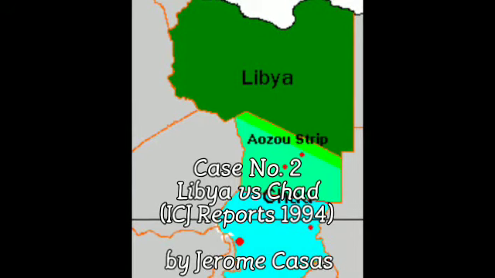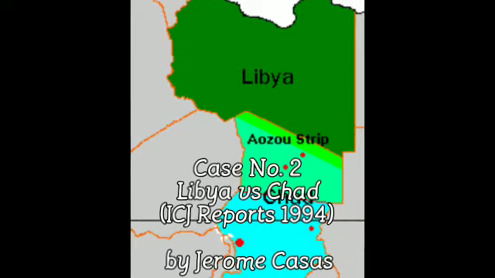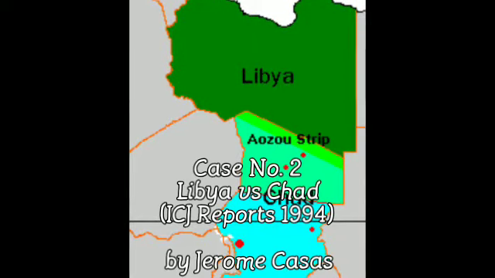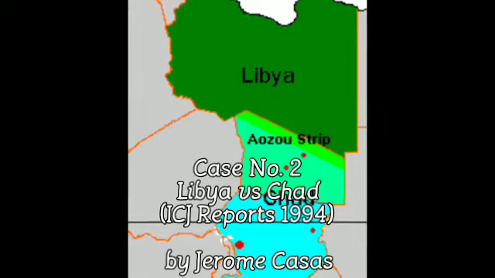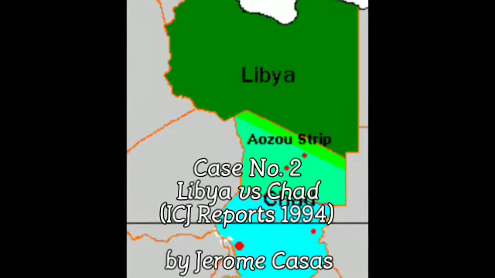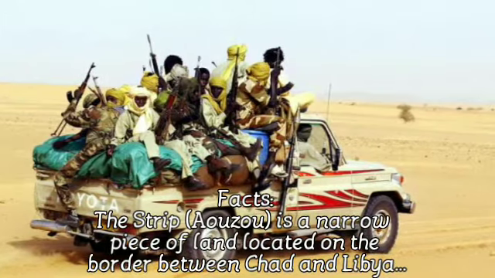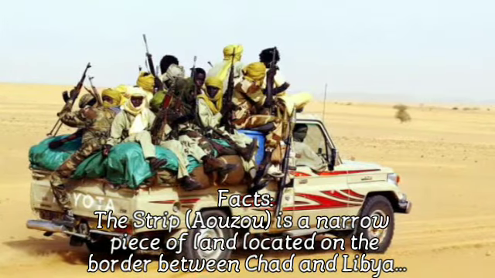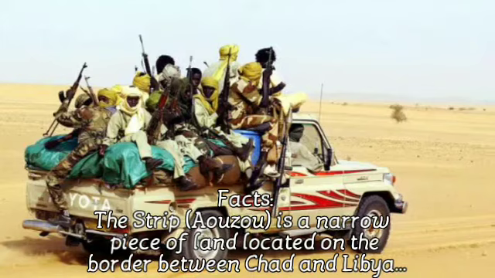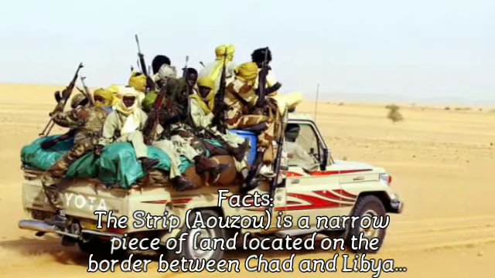Case concerning the territorial dispute, Libya versus Chad. ICJ reports, 1994. The facts of the case are as follows. The Strip is a narrow piece of land located on the border between Chad and Libya.